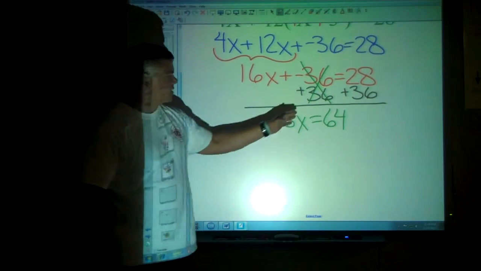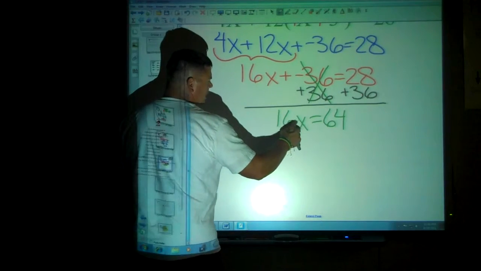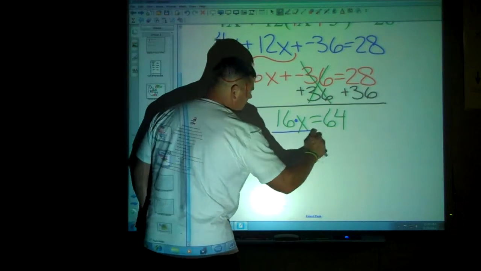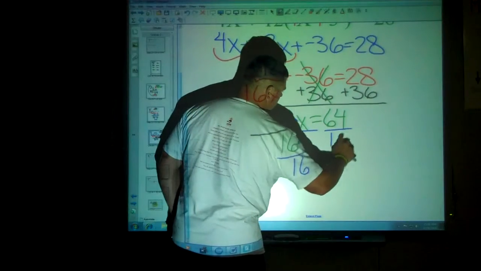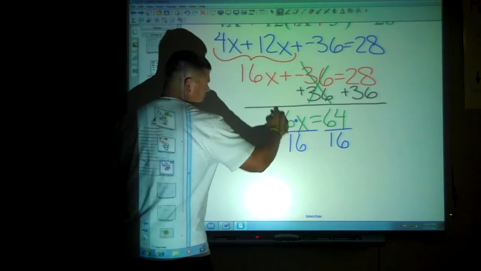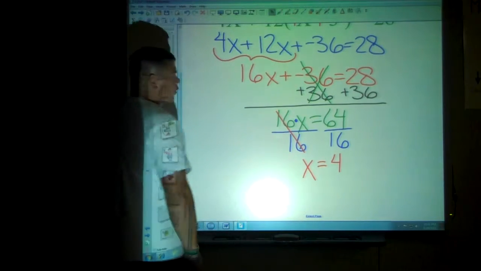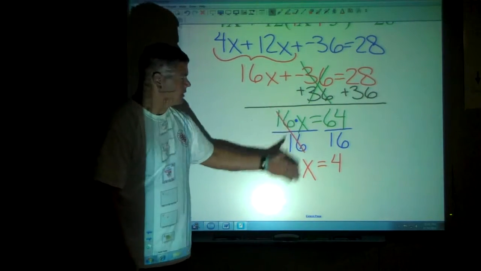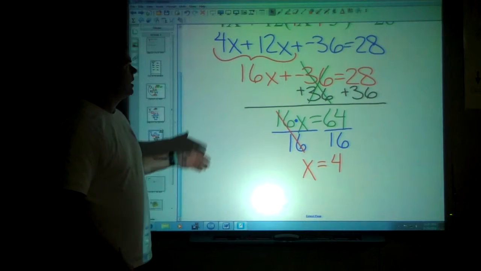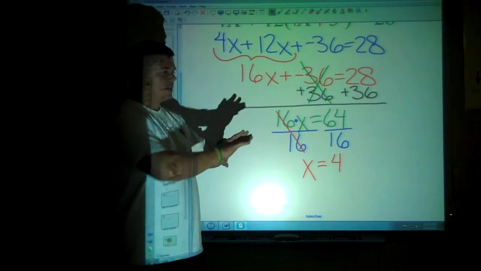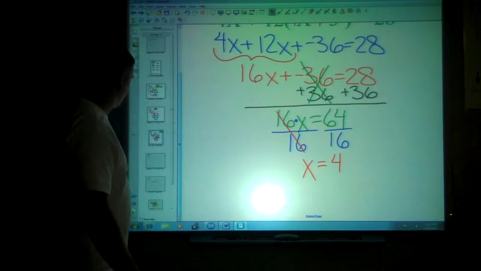Okay, I'm left with one final step. My objective is to get x completely alone. This is multiplication, so the opposite of multiplication is to divide. What you do to one side, you must do to the other. 16 goes into itself once. X is alone. 16 goes into 64 4 times. So our final answer is x equals 4. We've isolated. Again, inverse operations, separating the stuff with x's from the stuff without x's.